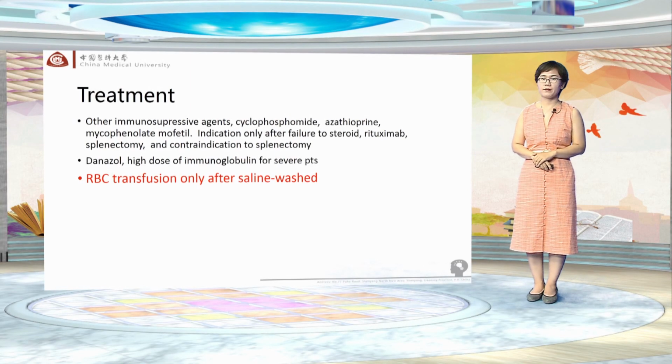Other immunosuppressive agents may be effective, such as cyclophosphamide, azathioprine, and mycophenolate mofetil. They are indicated only after failure of steroid. Rituximab and immunosuppressive agents can be used for patients with contraindication to splenectomy. For severe patients, danazol or high dose of immunoglobulin can be chosen. Red blood cell transfusion can only be given after saline washing.